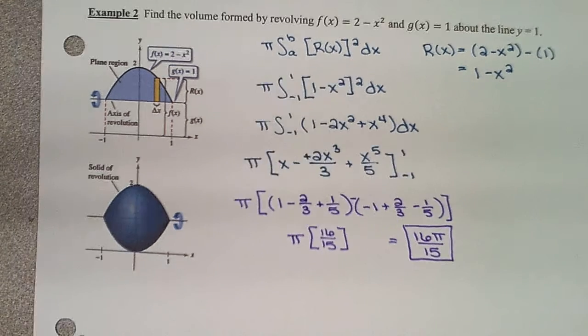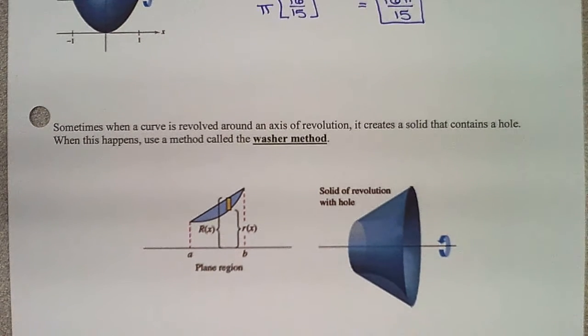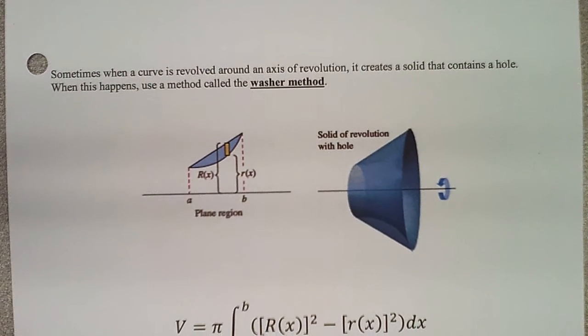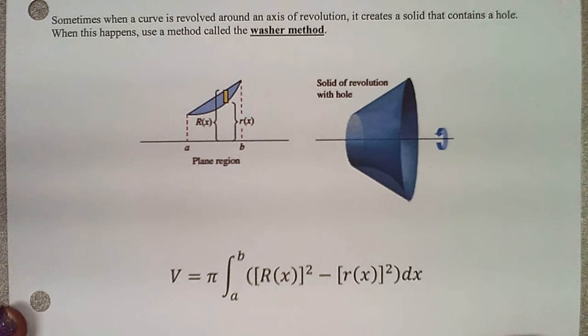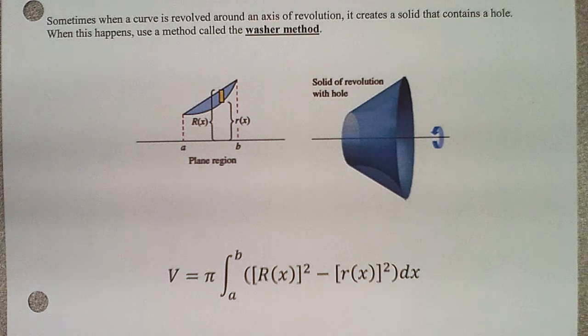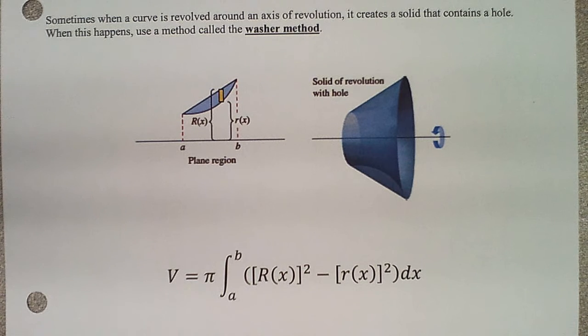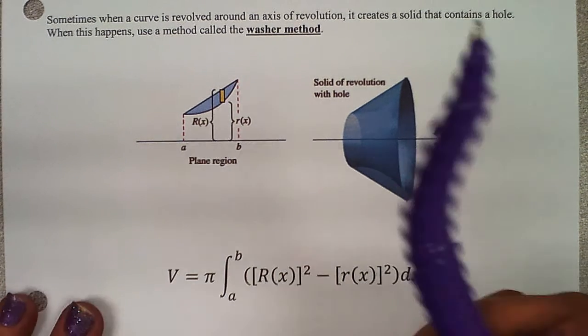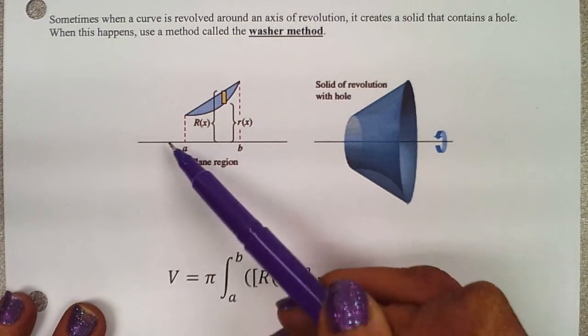Now, the thing is here, it says sometimes when a curve is revolved around an axis of revolution, it creates a solid that contains a hole. When this happens, we're supposed to use a method called the washer method. Just like with tools, a washer is the thing that looks like a donut. It's round, but it has that hole in the middle. Whenever you rotate something, it creates that hole in the middle.